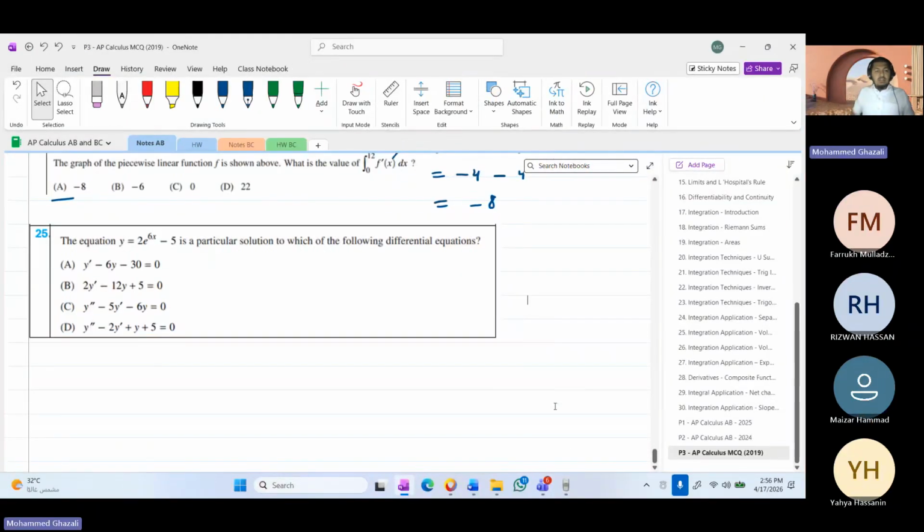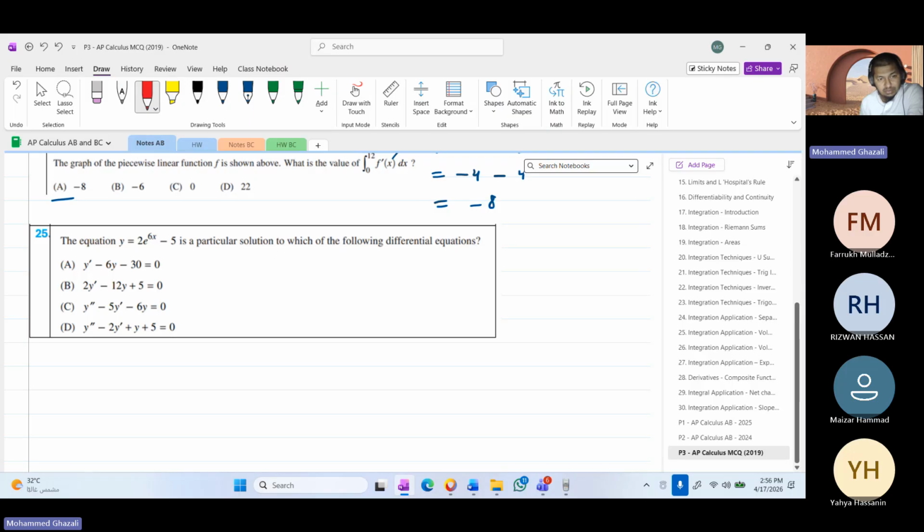Right, so the equation is a particular solution to the following differential equation. Which differential equation must you solve to get that? Now, we don't know how to solve this differential equation, but what we can do is, rather than integrate each differential equation, we differentiate. Let's try to solve A, right? Obviously, we're going to start at A.